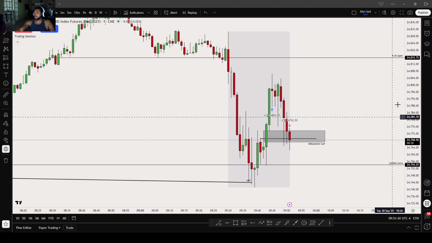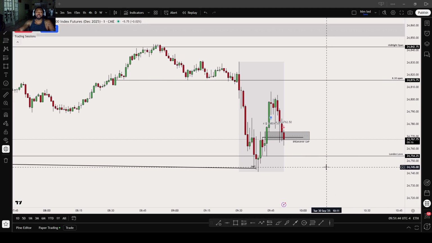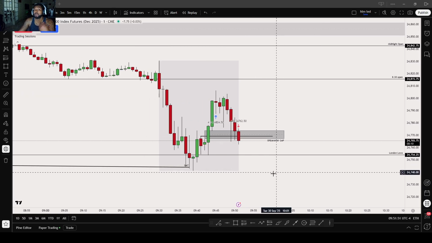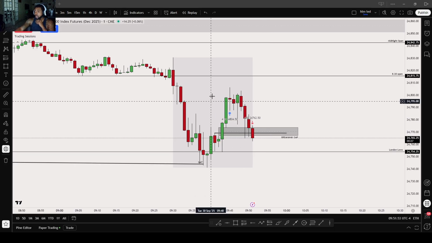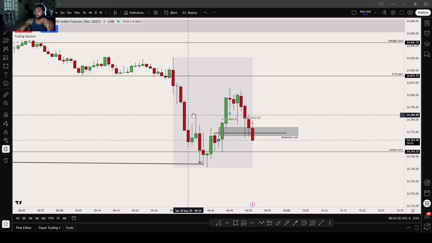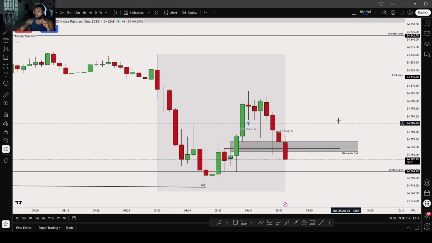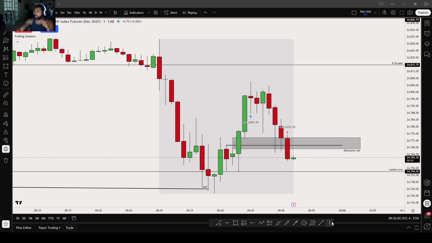The first L of the day is okay, because this is a play that I would take all the time. Now I'm realizing, okay, you know what? You've got to be more patient, right? Because off of this inverse right here, you want to wait for the change in the state outside of the inverse, which would be here.